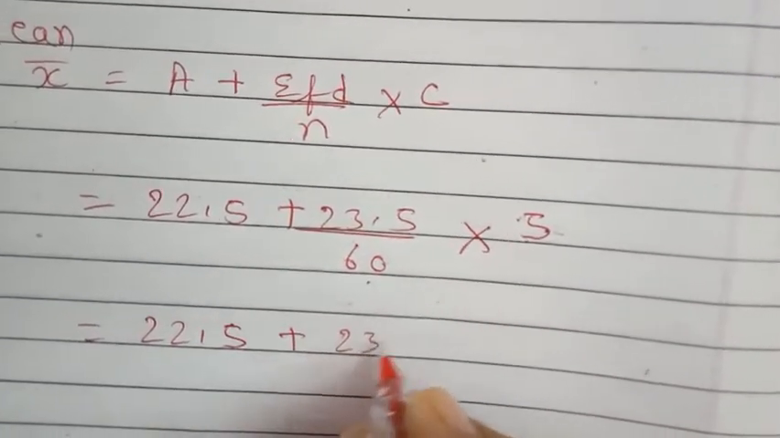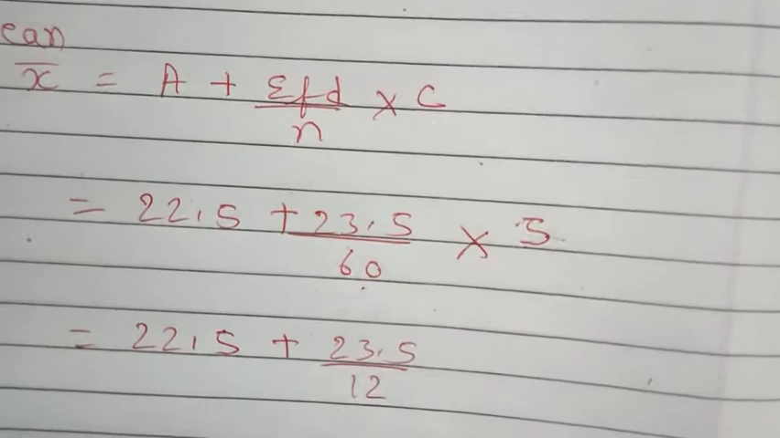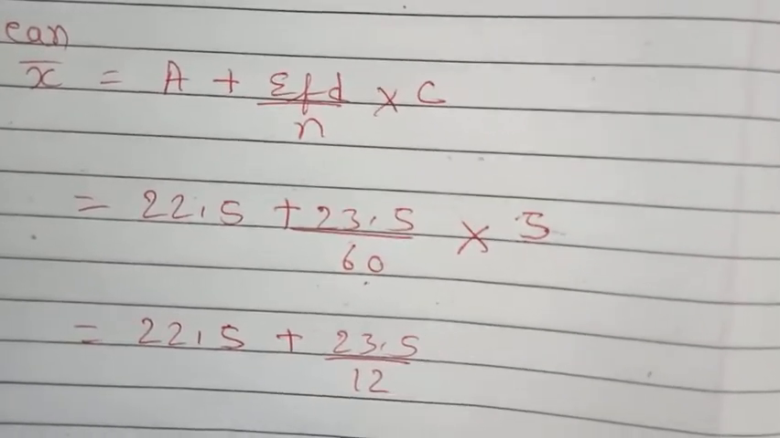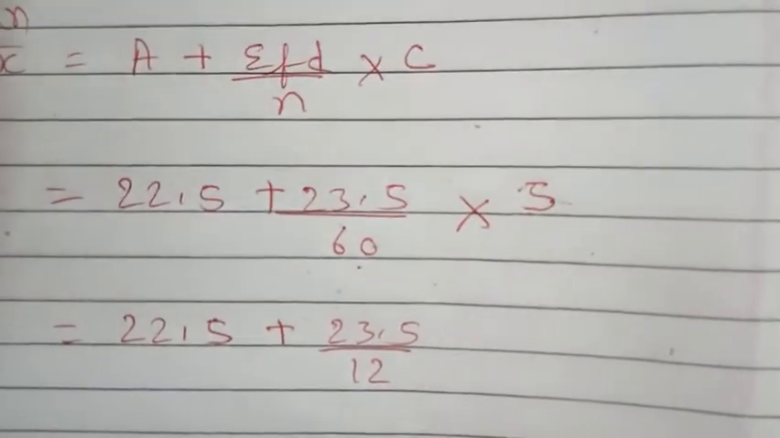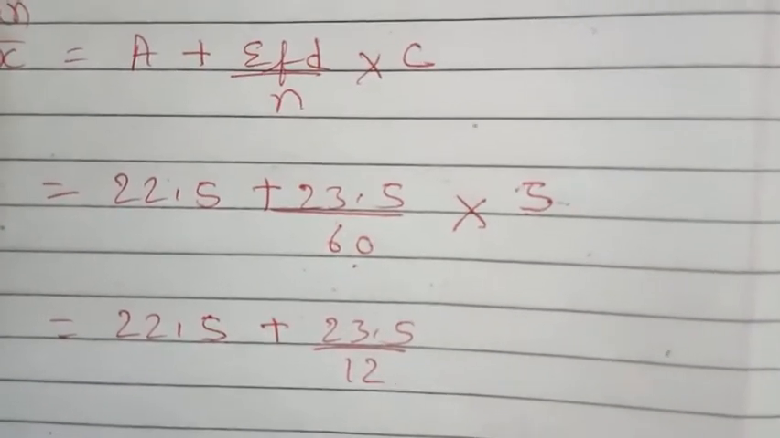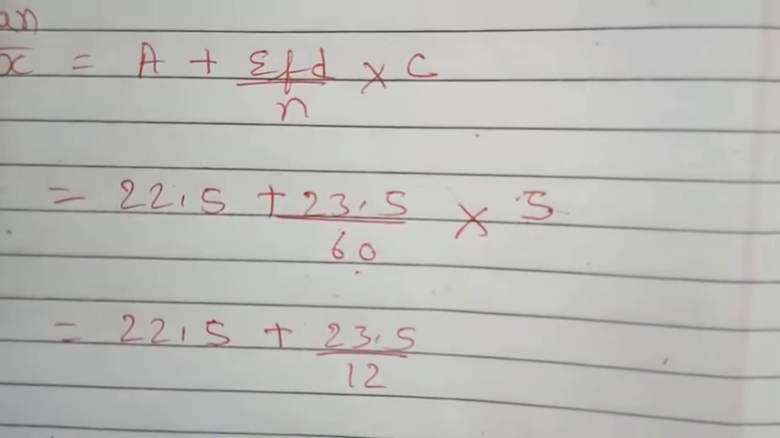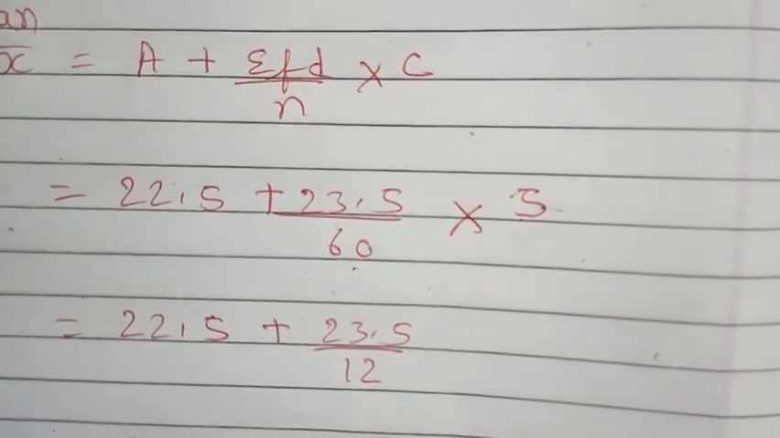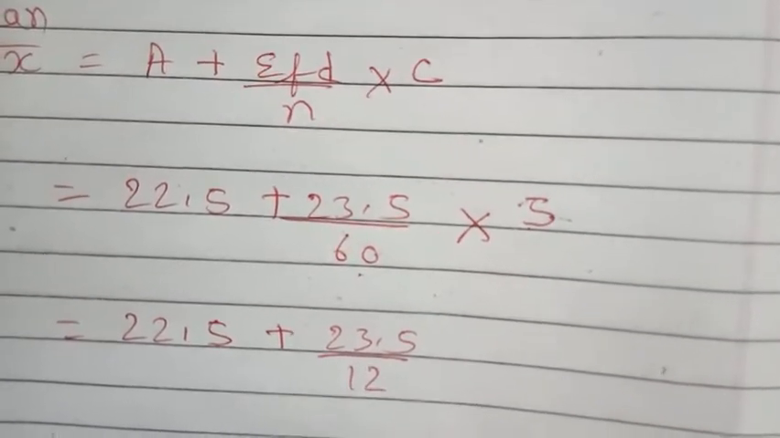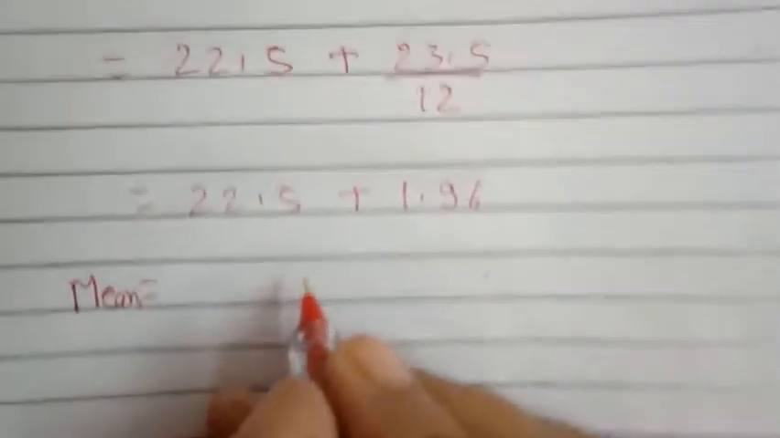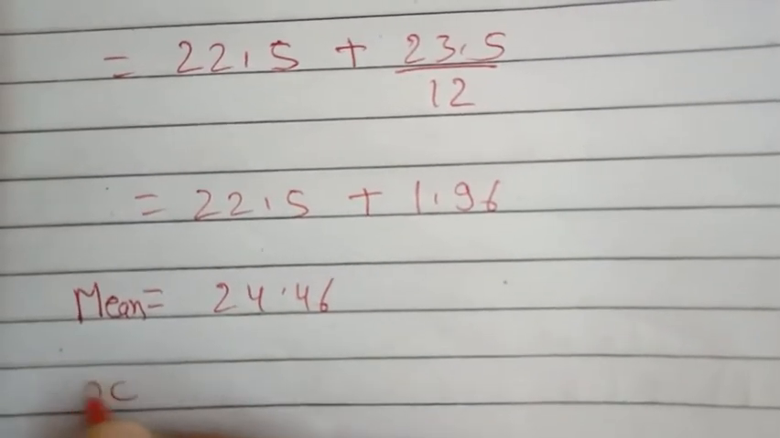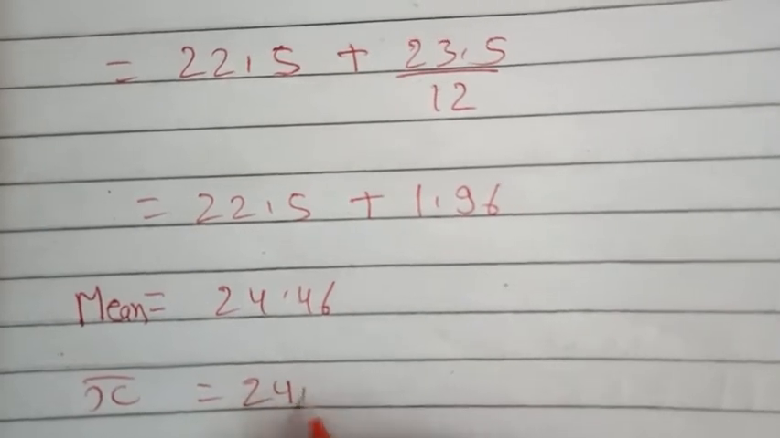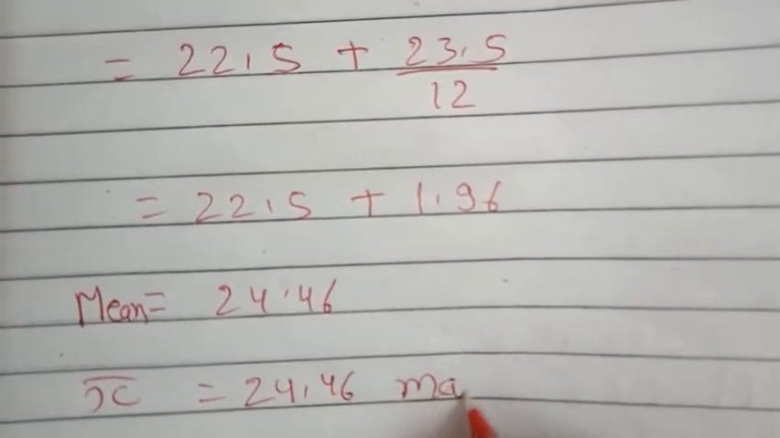So 23.5 divided by 12 is equal to 22.5 plus, now when you divide this, it will give you 1.96. So your mean is equal to 22.5 plus 1.96, that is 24.46. So your mean is 24.46 marks.